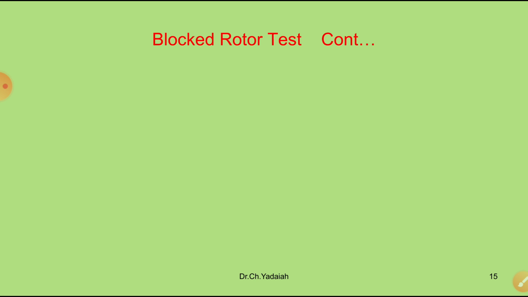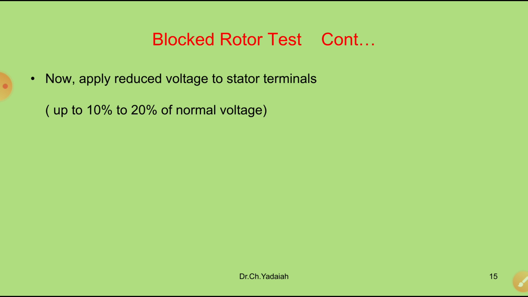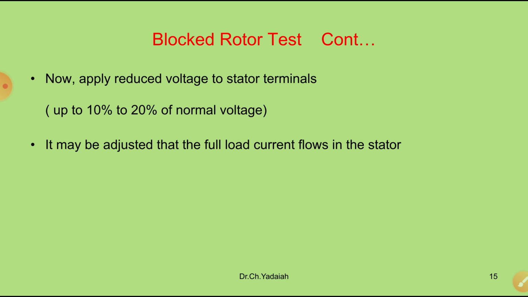Now apply a reduced voltage to the stator terminals, up to 10 to 20% of the normal voltage, sometimes 20 to 30% also, based on the motor. But remember, don't concentrate on the percentage, concentrate on the ammeter reading only, the rated current only. It may be adjusted so that the full load current flows in the stator, with the help of the variac slowly varying. When the rotor is blocked, the rotor speed is equal to 0. At that condition, the slip is equal to 1.